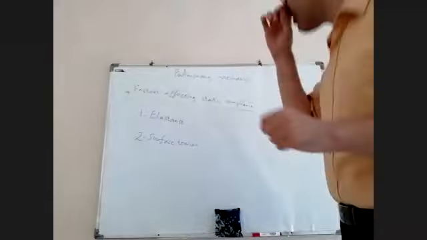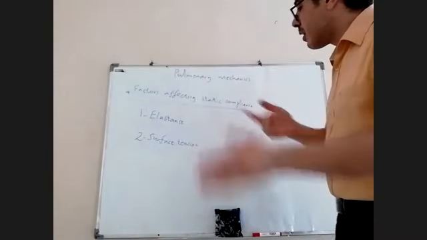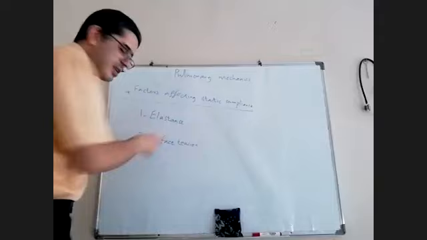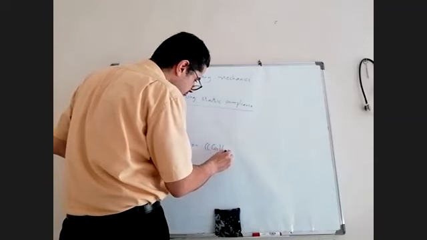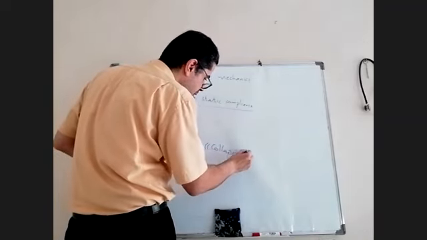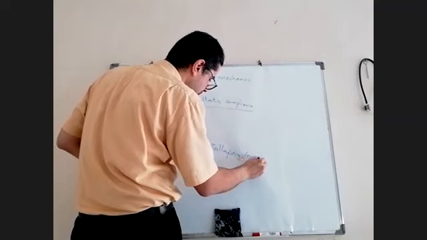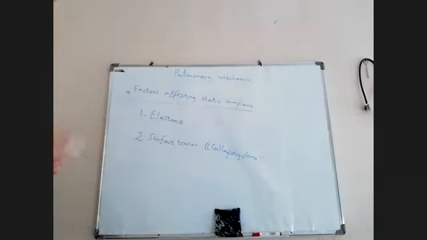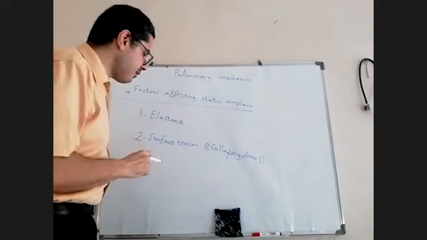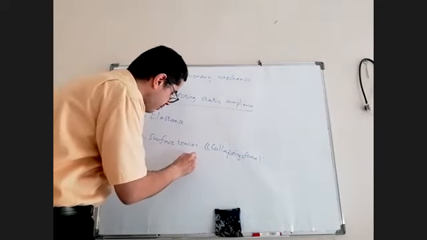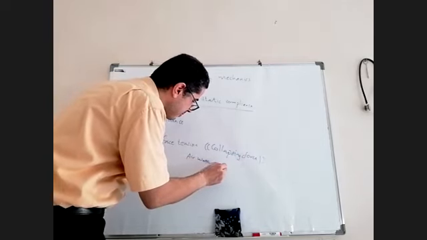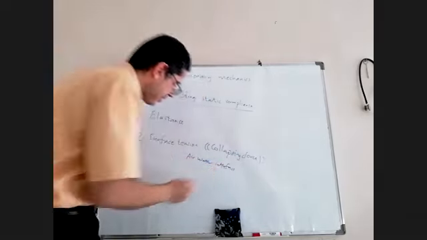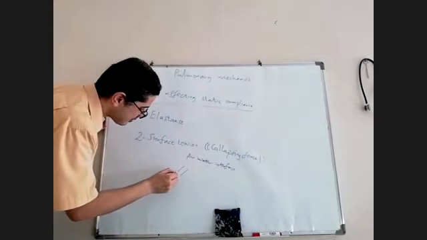Another thing that affects the compliance is the surface tension. Surface tension is collapsing force. So surface tension is collapsing force. It is because of the air-water interface.